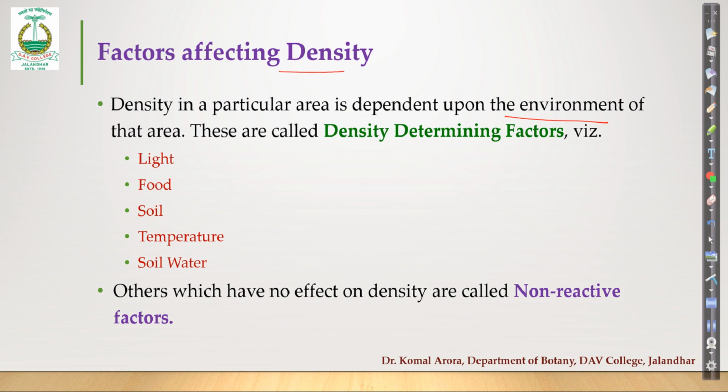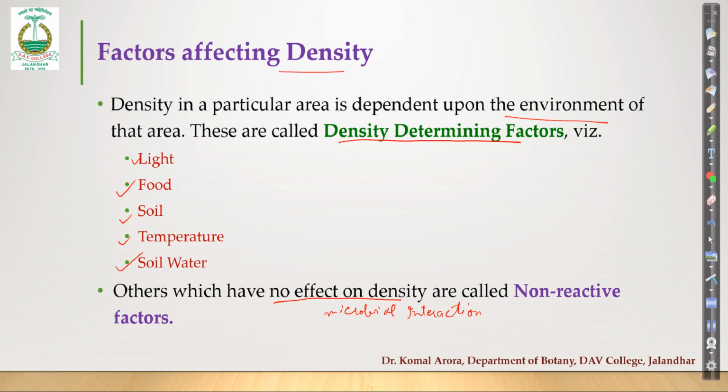So this is directly correlated with the environmental factors which are called density determining factors. Now these are light, food, soil, temperature and water. But there may be some other factors which have no effect on density. For example, let's suppose we are talking about microbial interactions. Now microbial interactions, they are not affecting the plants which are not involved in a symbiotic association.